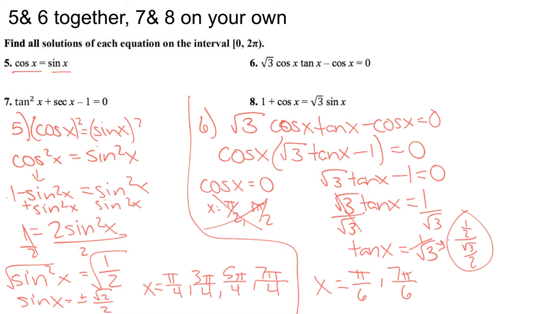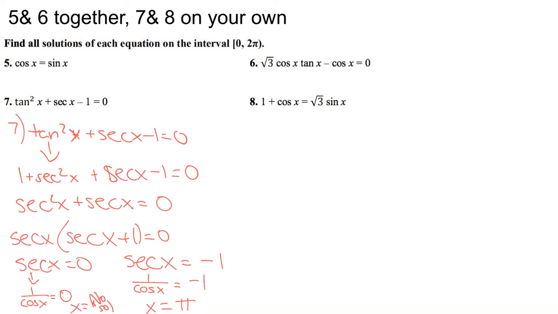All right, 7 and 8, do on your own. Pause and write the problems down, solve them, and come back for the answers. All right, 7, if you get stuck at the end, you should get secant x equals 0.